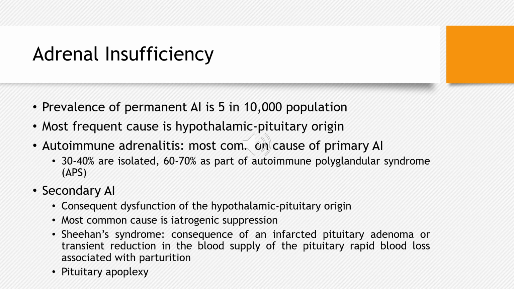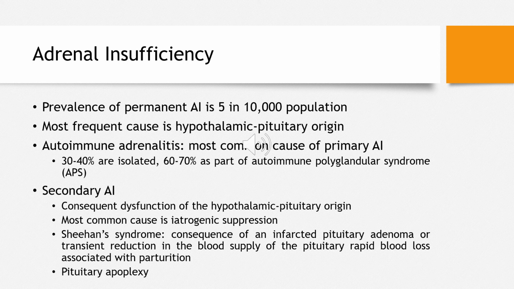At this point, we already have discussed adrenal hormone excess. Now we will be discussing adrenal deficiency, or adrenal insufficiency. The prevalence of permanent adrenal insufficiency is 5 in 10,000 population, and the most frequent cause is of hypothalamic-pituitary origin.